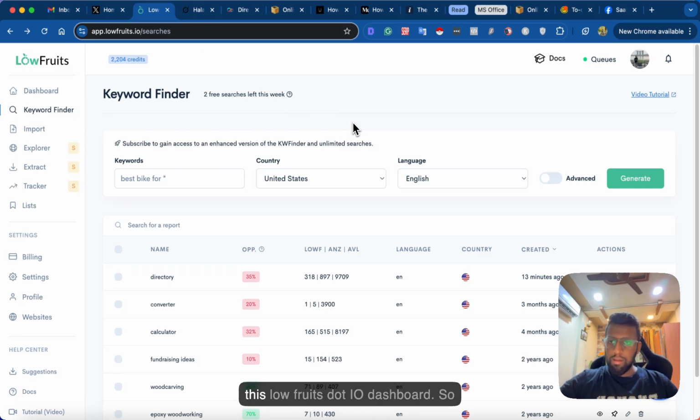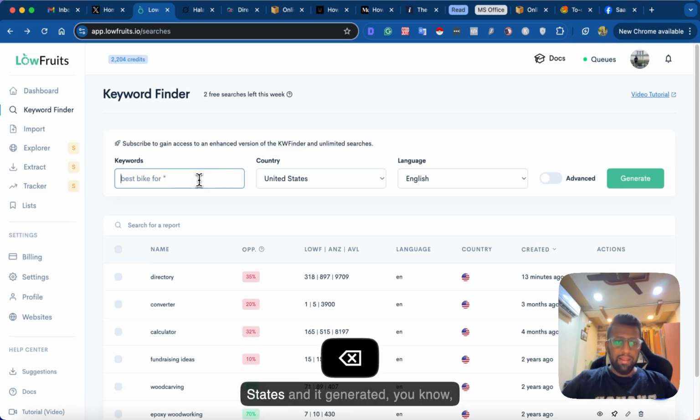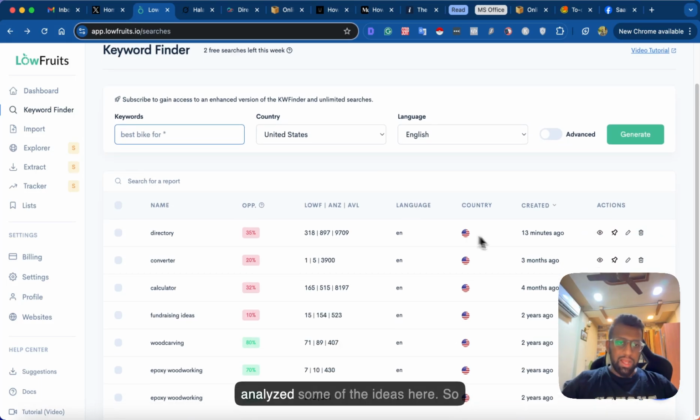So I am in this LowFruits.io dashboard. Basically, LowFruits is an SEO tool which can help you find really low competition keywords on Google. What I did was search for directory, which is a broad keyword, and searched for United States, and it generated some ideas. Once you get the list of all the ideas, you can select some of them and analyze them. I've already analyzed some of the ideas here.